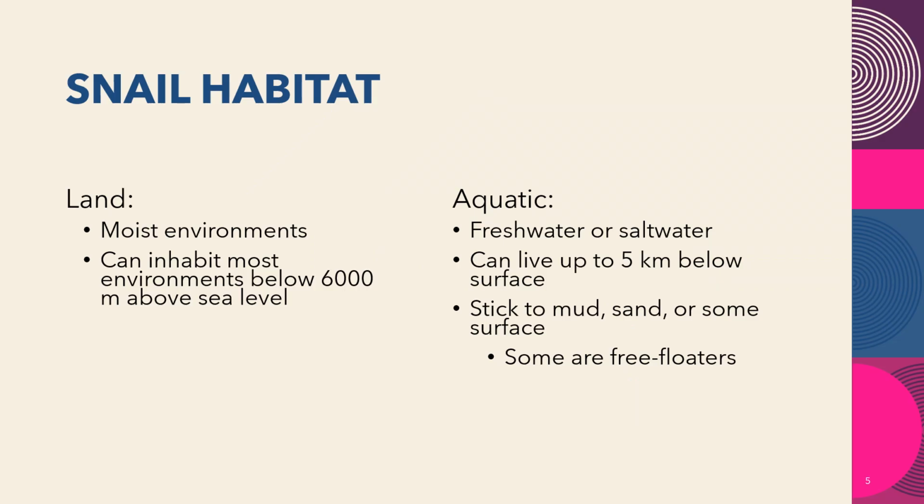Snails are one of the few invertebrates that can live on land or in water. Land snails live in moist environments, and they can live anywhere that's below 6,000 meters above sea level. Aquatic snails can live in freshwater or saltwater, and can live up to 5 kilometers below the sea surface. They usually stick to mud, sand, or some kind of flat surface, but some of them can free float, though not most.